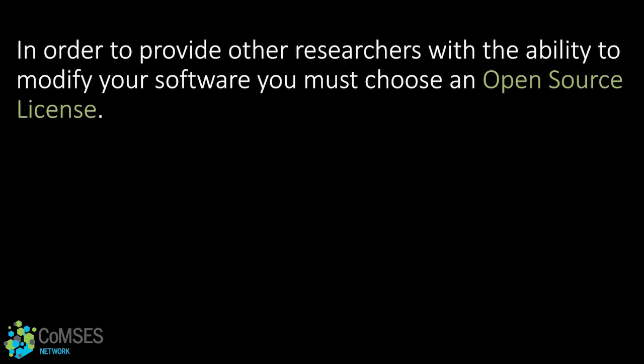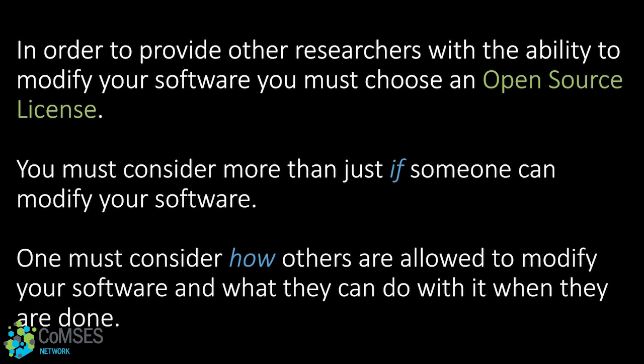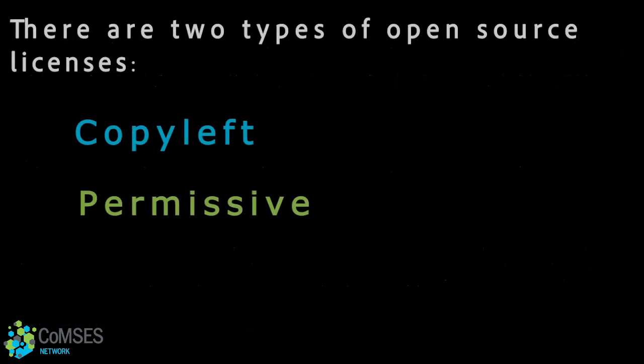In order to provide other researchers with the ability to modify your software, you choose an open source license. And to do so, you must consider more than just if someone can modify your software, but one must consider how others are allowed to modify your software and what they can do with it when they're done. Open source licenses let others know they are allowed to modify your software, and the license you choose can give some legal protection. There are two basic types of open source licenses: copyleft and permissive.